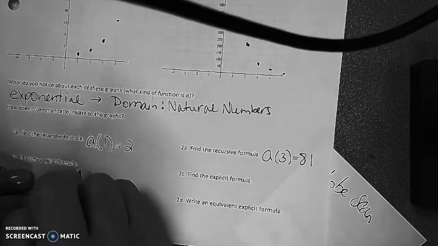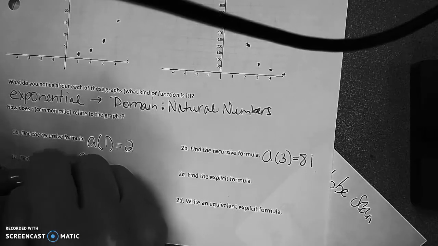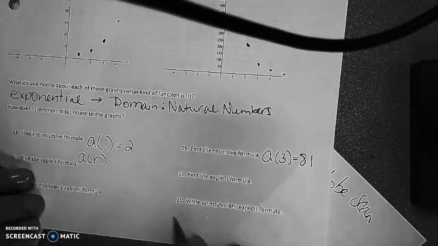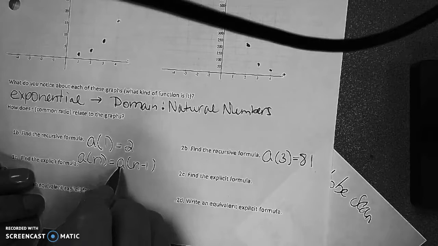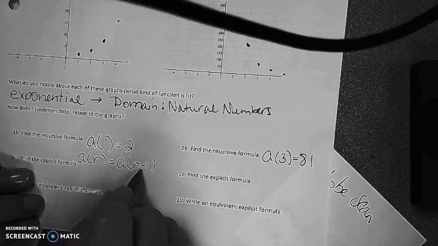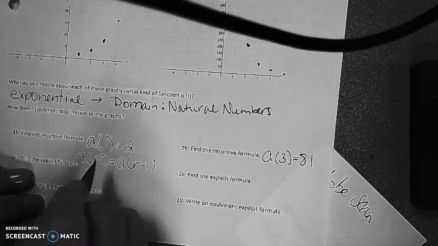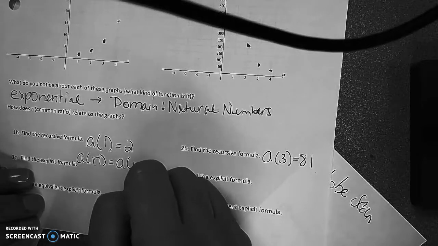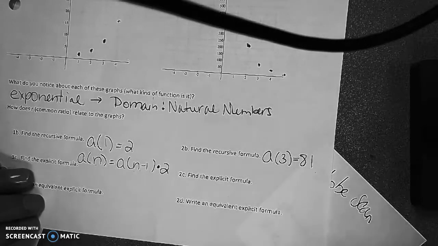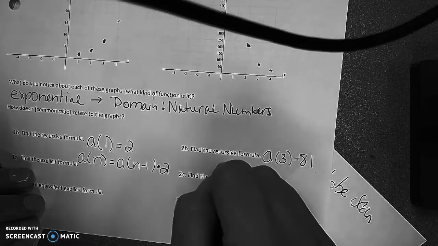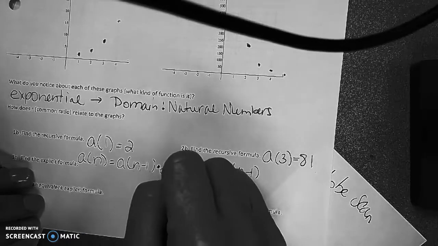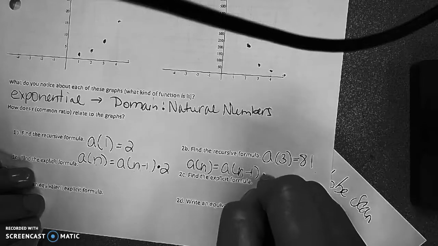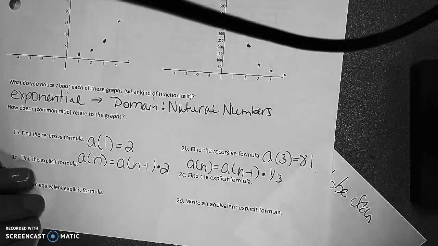And then recursive formula is all about if you know the previous term, A sub n minus 1, what are you doing to that previous term to get A sub n? Well, every single time in this problem, I'm multiplying by 2. In the other problem, what am I doing to the previous term to get the term I'm looking for? I'm multiplying by 1/3.